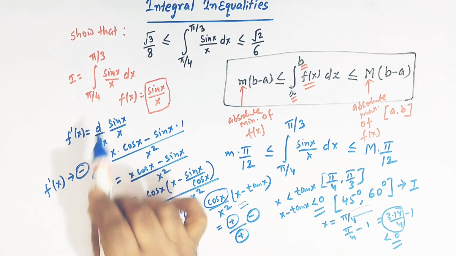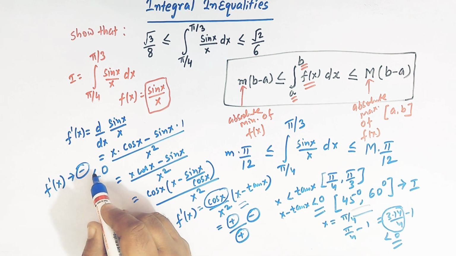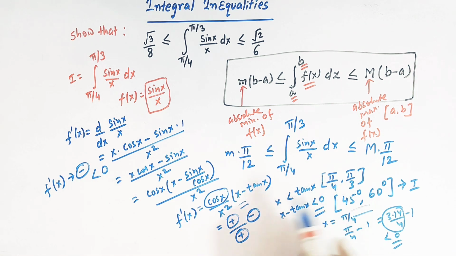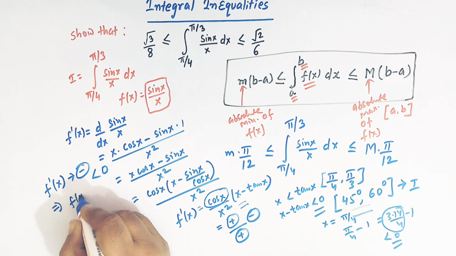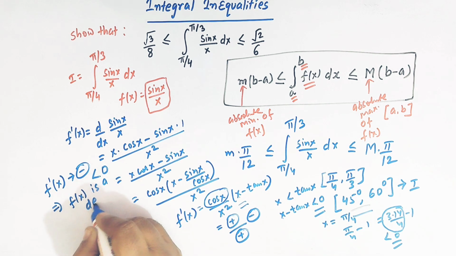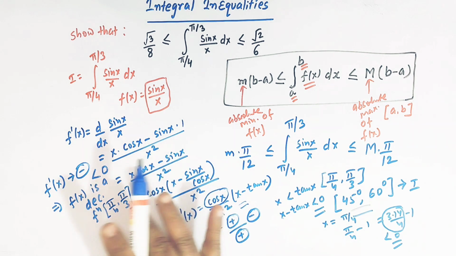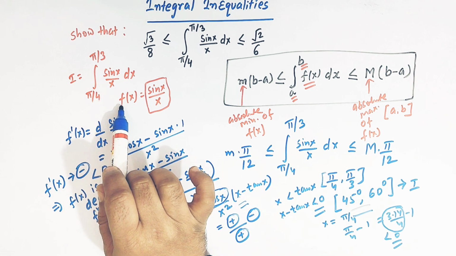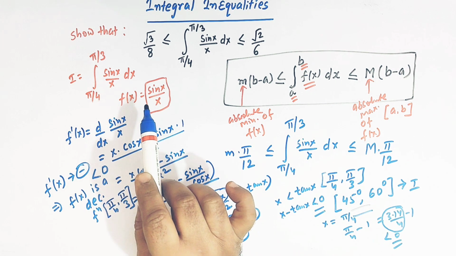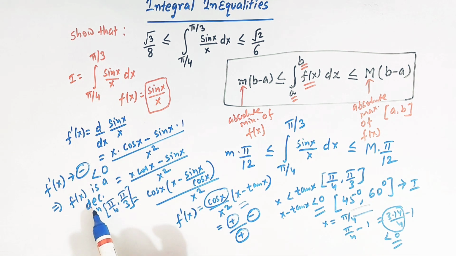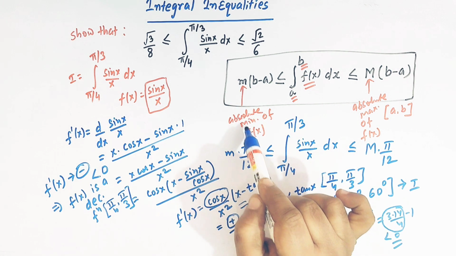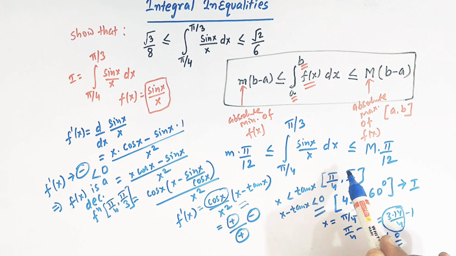So the derivative of f of x, which is f prime of x, is less than 0 in this interval. This suggests that f of x is a decreasing function in the interval pi by 4 to pi by 3. This is the investigation about this function f of x. So we have concluded that this function is a decreasing function in this interval. So the value of absolute minimum can be obtained for x equal to pi by 3.